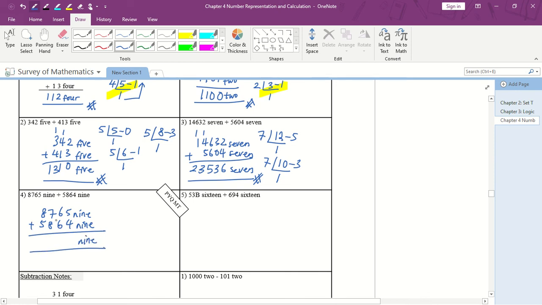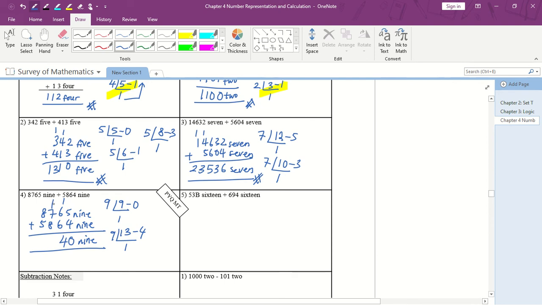So 5 plus 4, which is 9, but 9 is not under base 9. So 9, you need to divide by 9. It will give you 1, 0. So here will be 1, here will be 0. 1 plus 6 plus 6 is equal to 13, and 13 will be divided by 9, and it will give you 1, 4. So here will be 1, and here will be 4.